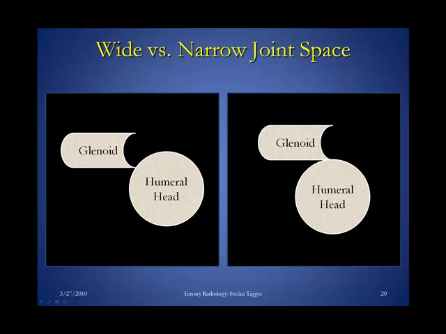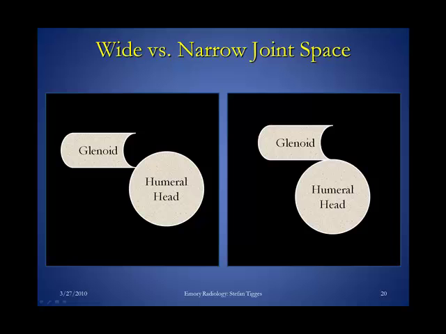On the left is an explanation of why the glenohumeral joint might look too wide. You can see that the humeral head there is posteriorly located with respect to the glenoid, but it's sort of perched on the back of the glenoid. So the shoulder joint there might look too wide.